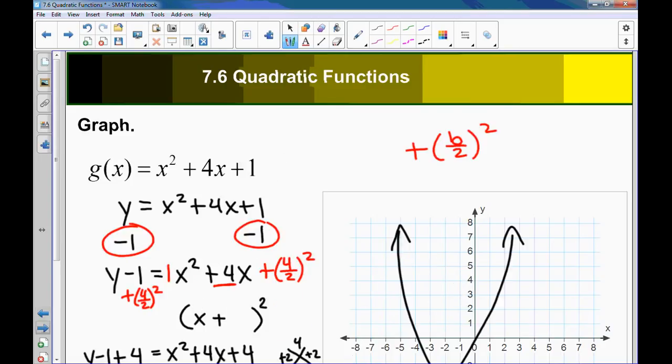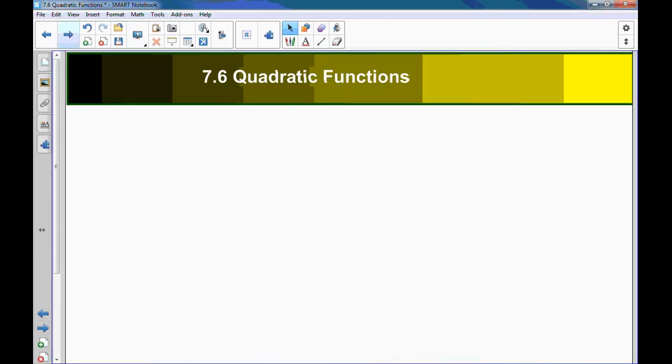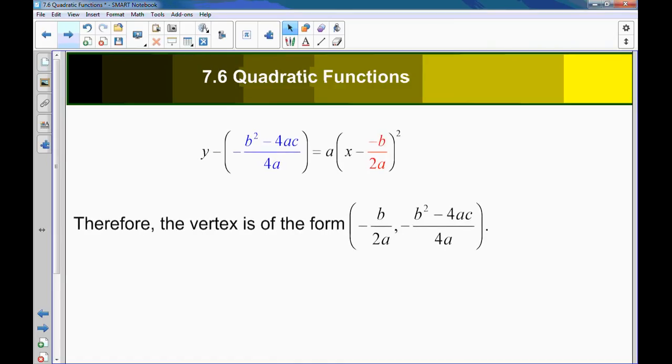We might get problems like this, where it says x squared plus 4x plus 1, and it's going to be a long process to complete the square every single time. Lucky for you, I'm nice, and I'm going to give you guys a shortcut. Okay, here's what we need to do. If you look in the book on 7.6, 7.6 is going to give you this crazy equation where you're supposed to have this whole equation memorized.